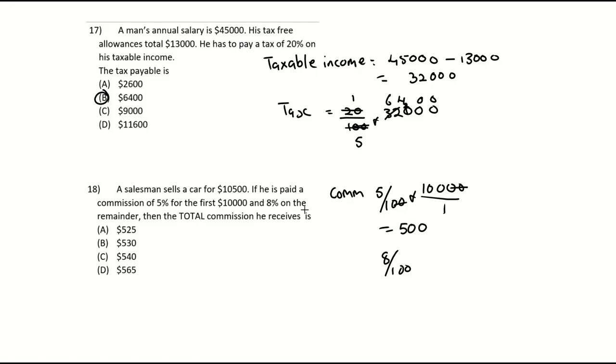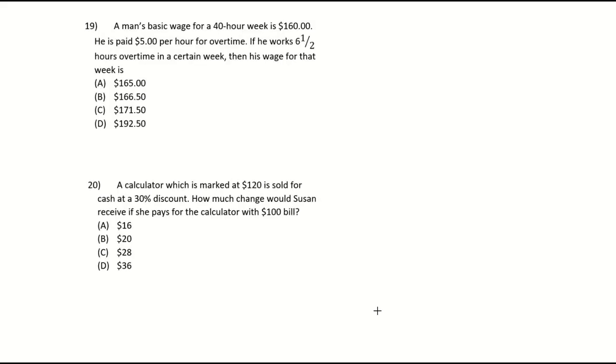10,000 minus this, the remaining is 500, so it's 8% of 500. 8 fives are 40, so he's paying $40 for the 8% of the remainder. So his total commission would be 500 plus 40, which is $540. And that is how you would do this question.